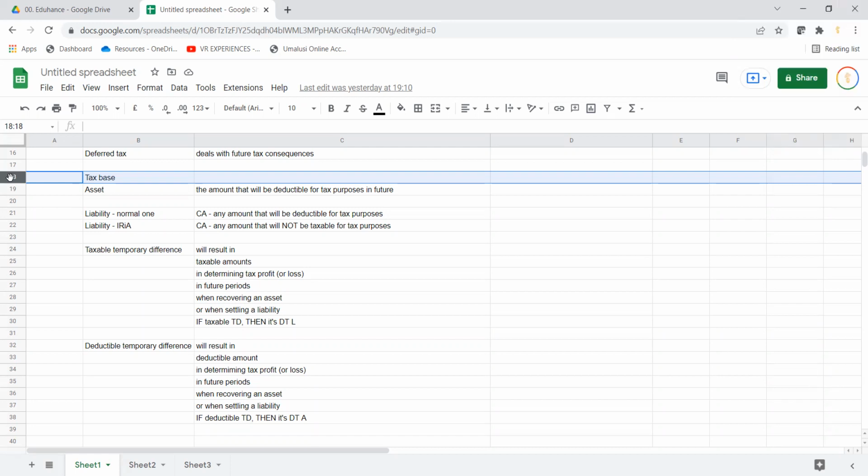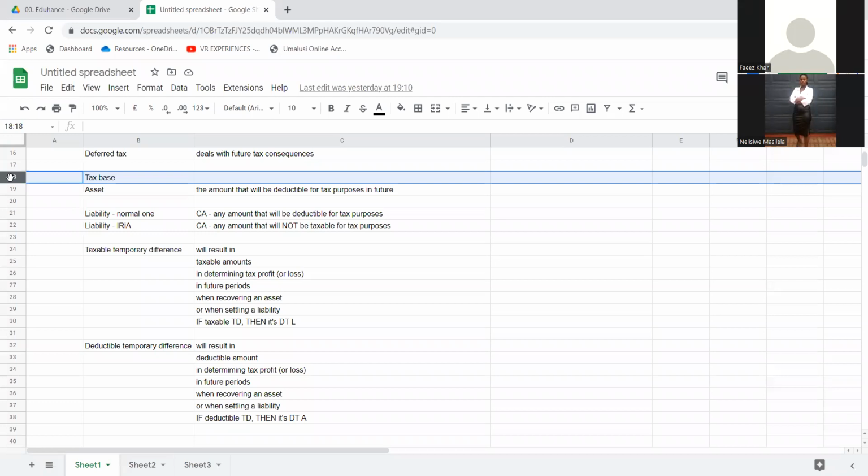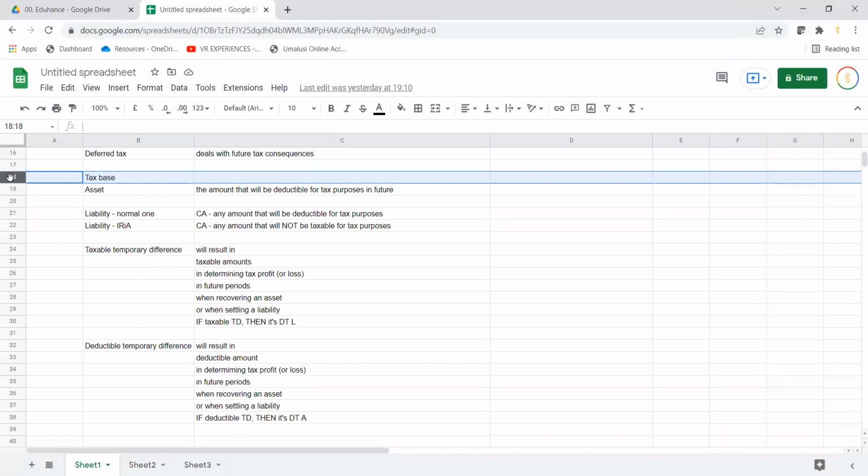So remember, when you talk about the carrying amount from an accounting perspective, it all depends on, what does it depend on now? I forgot. It all depends on what is the nature of the asset. What type of an asset is it? Okay, so you apply the different accounting standards.